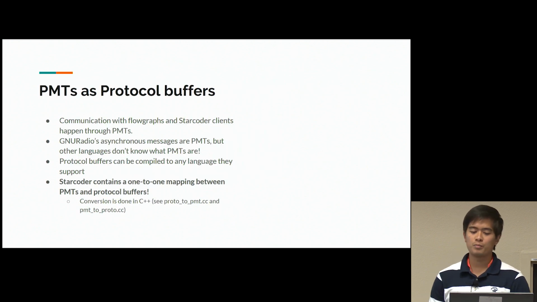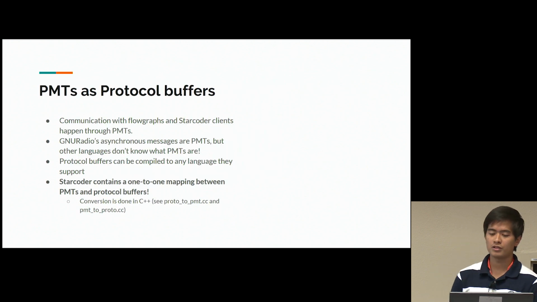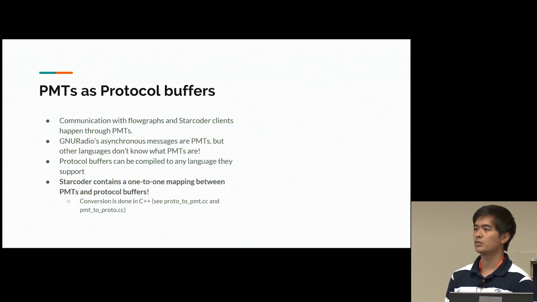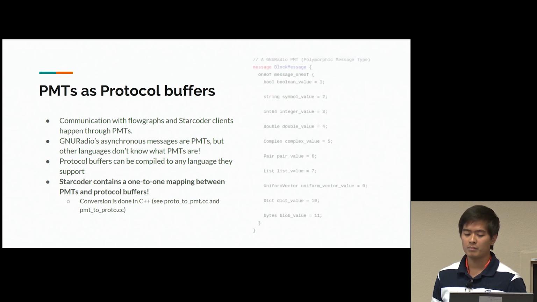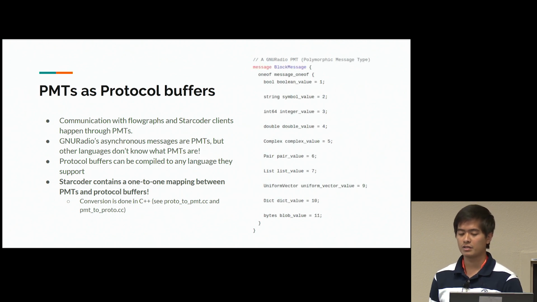So we mentioned that we use PMTs to communicate directly with the flow graphs, but we also mentioned earlier that PMTs only exist in 2 languages, Python and C++. So how does that work? The solution is protocol buffers. Protocol buffers can be compiled to any of the 10 languages it supports, and is the language used by gRPC to serialize data. What we did was we wrote a one-to-one mapping between PMTs and protocol buffers.